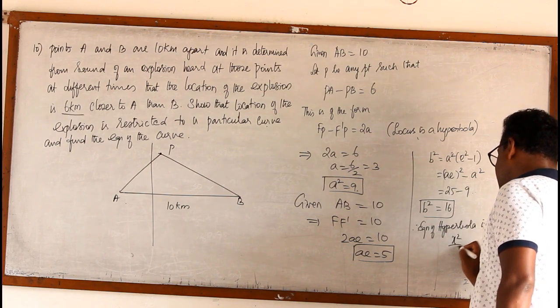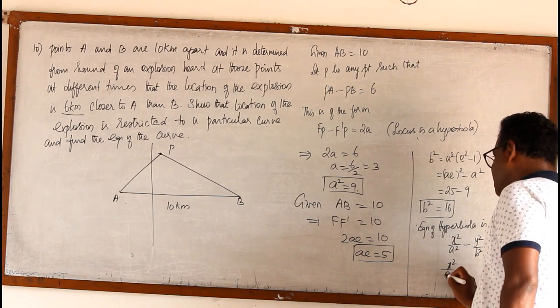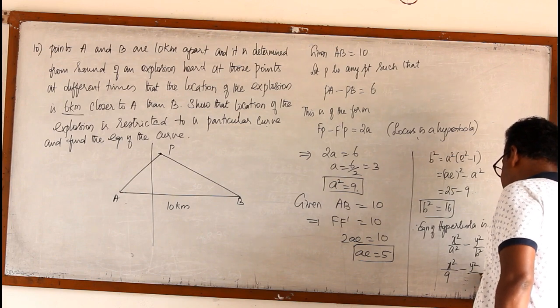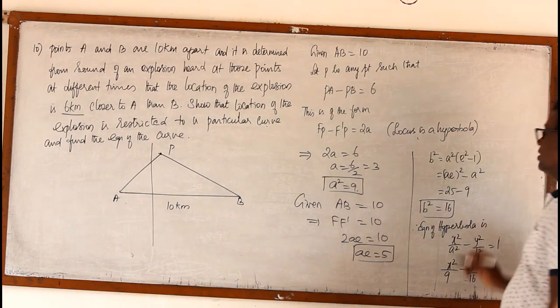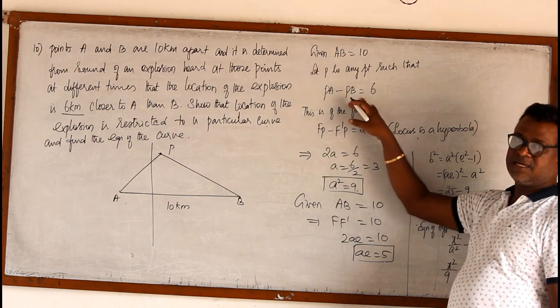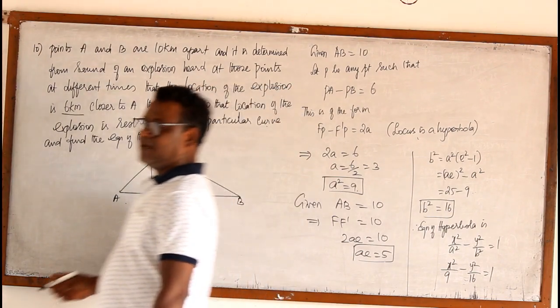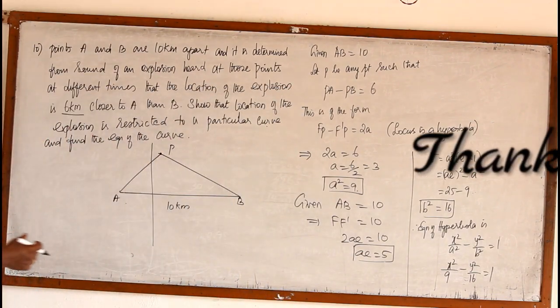Therefore, the equation of the hyperbola is x square by a square minus y square by b square equal to 1. That is x square by 9 minus y square by 16 equal to 1. This is the equation of the hyperbola. So using the property of the hyperbola, we can find the equation of the hyperbola. So with that, problems on analytical geometry.